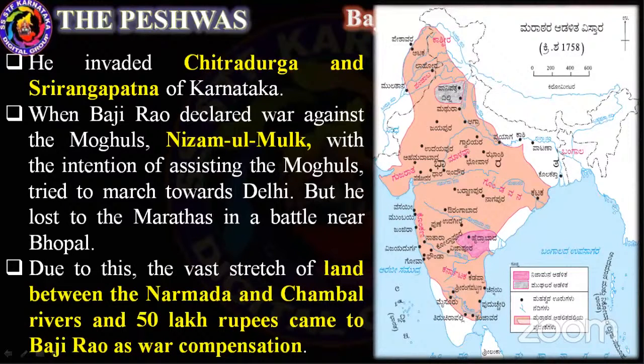Because of the interference of Nizam ul Mulk, while he tried to assist the Mughals, he was defeated by Bajirao, and he paid nearly 50 lakh rupees and the land between the two rivers, Narmada and Chambal, to Bajirao first.